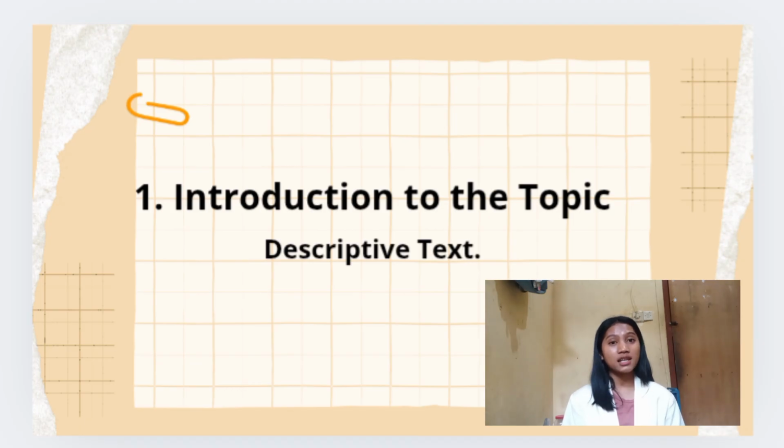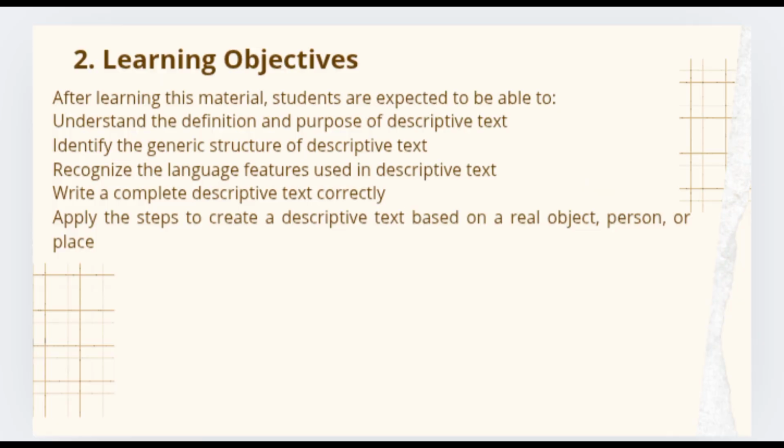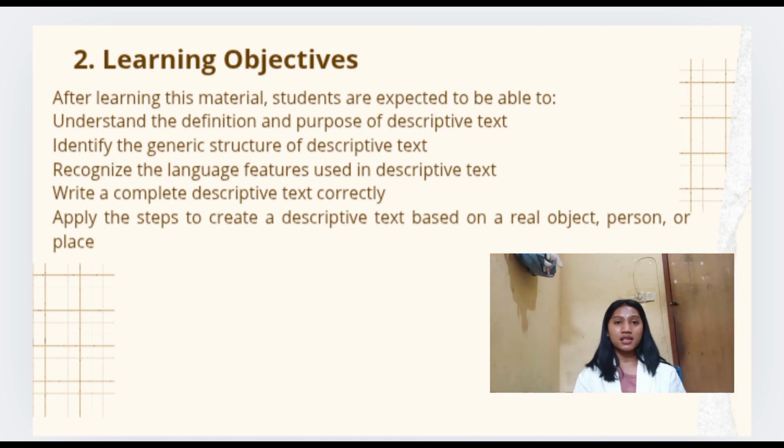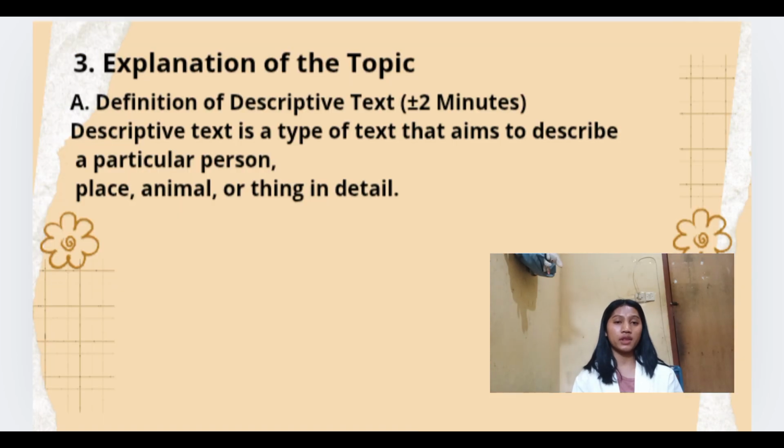And the second is the learning objective. And next, I will explain the topic. The first is the definition of descriptive text.